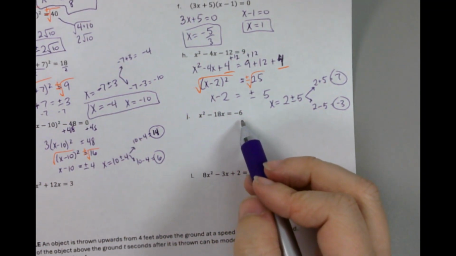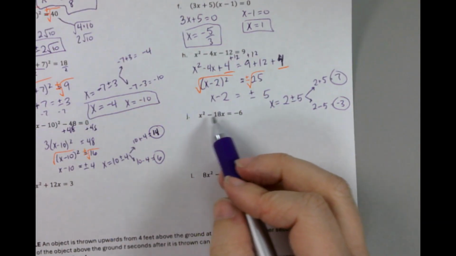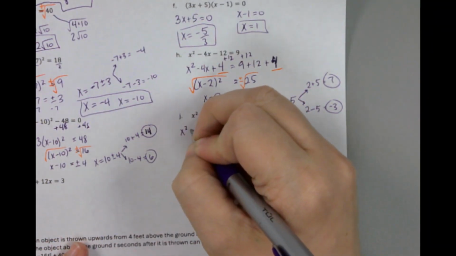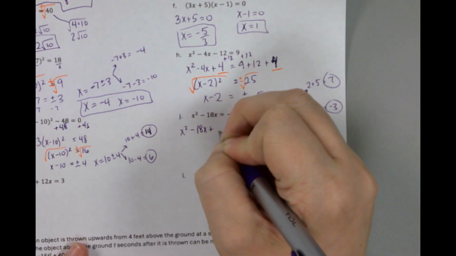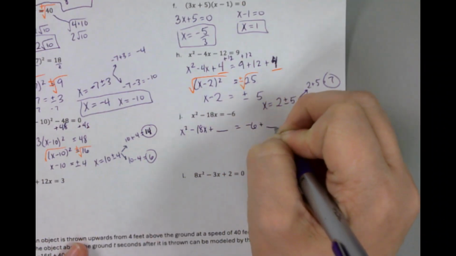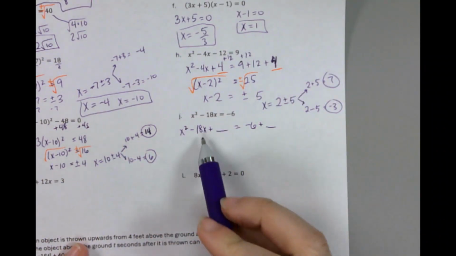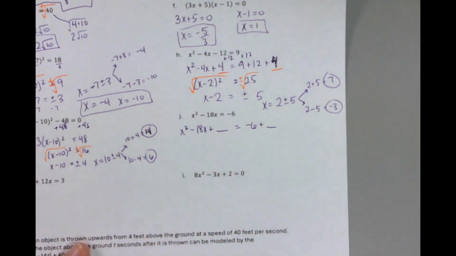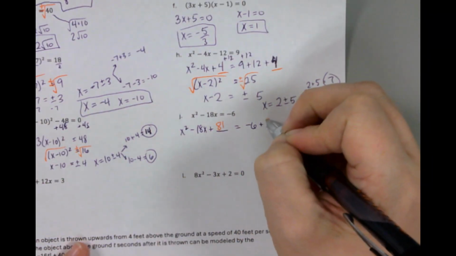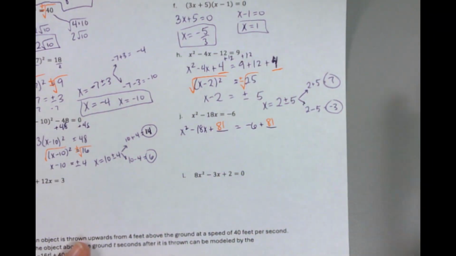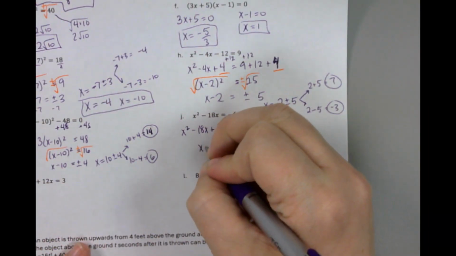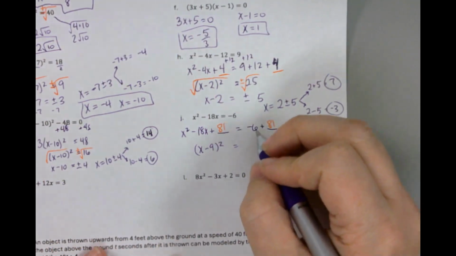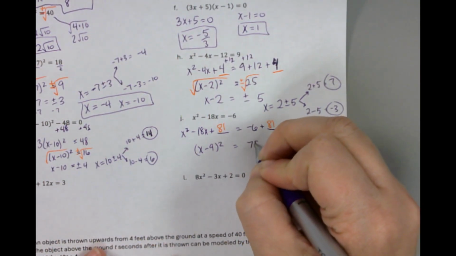Here this does equal negative 6 already, so we're pretty primed to complete the square. Alright, so we have x squared minus 18x plus blank equals negative 6 plus blank. Negative 18 divided by 2 is negative 9. Square that, we get positive 81. This is now our perfect square, x minus 9 squared. Negative 6 plus 81 is 75.